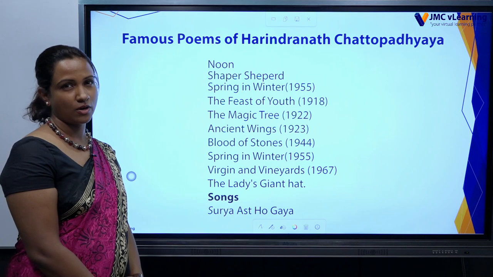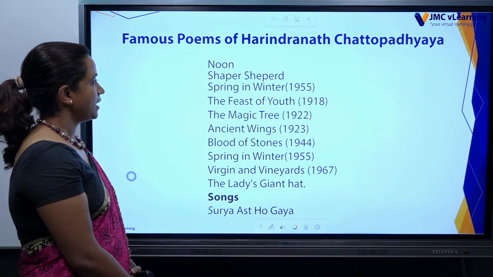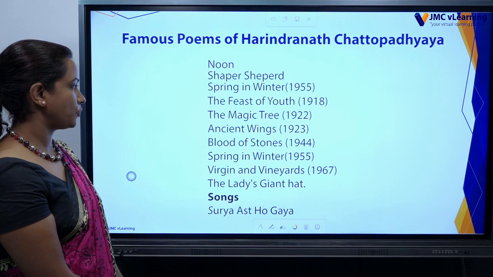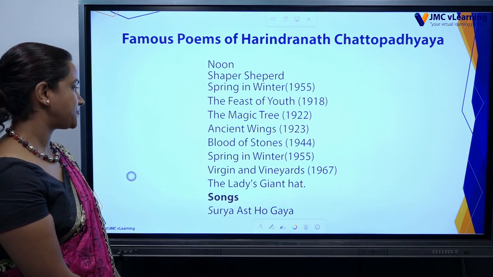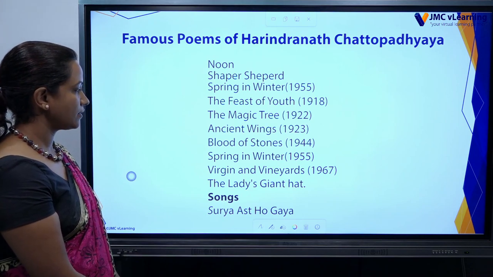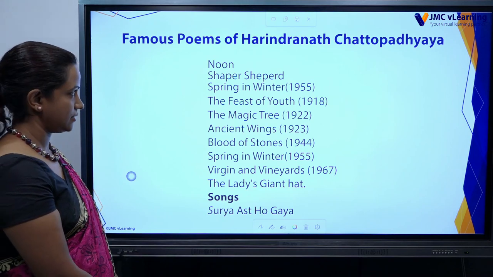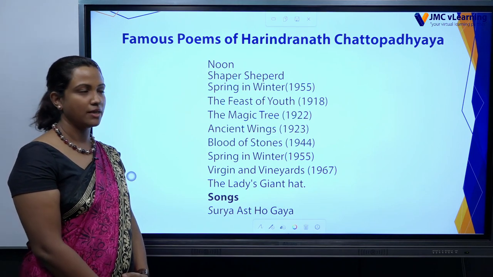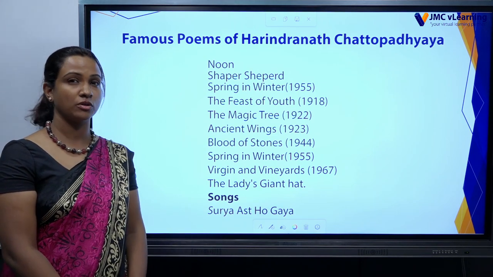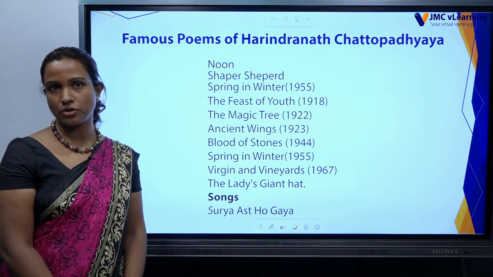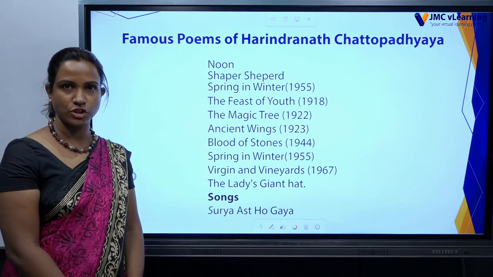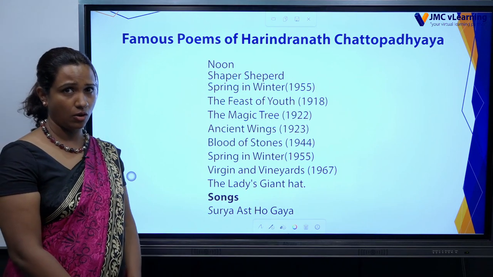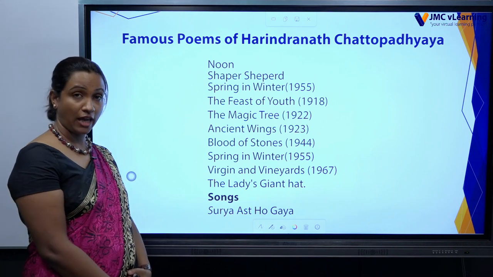Noon and Shaper Shaper are among his well-known poems. Spring in Winter, The Feast of Youth, The Magic Tree, Ancient Wings, The Blood of Stones, Virgin and the Vineyards, The Lady's Giant Hat. These are some of the poems. So if you have time, you can go through these poems and learn about them. These poems are mostly related to nature or the natural way of living. Even the poem we are going to do today, The Earthen Goblet, is a poem about nature or the natural way of living. And the song Suryast Ho Gaya is a Hindi song that he has sung. This is one of his famous songs.